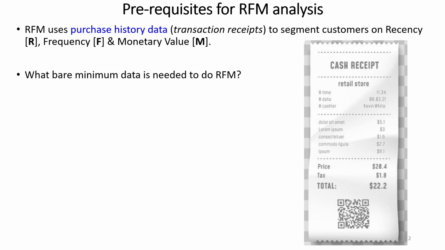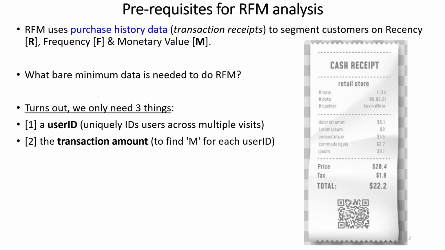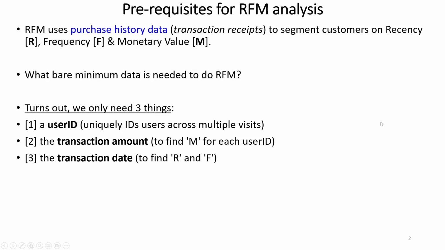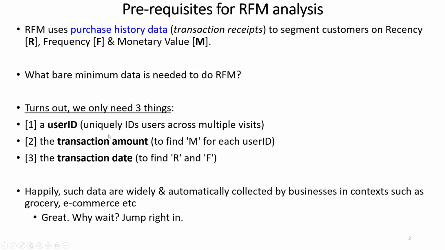The bare minimum data needed to do RFM analysis, well, it turns out we only need three things. One, we need a user ID. Now, it's not there in this bill, but a user ID, a phone number or some code that uniquely identifies a particular customer. The transaction amount, so here it would be $22, and the transaction date. So these are the three things that we need. The rest of it, we can compute RFM from here. Now, these data are widely and automatically collected by businesses in contexts such as grocery, e-commerce, etc.